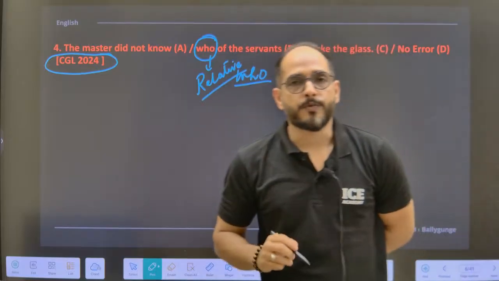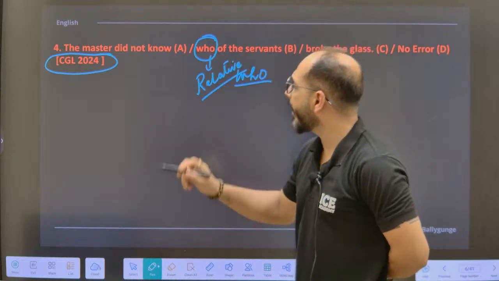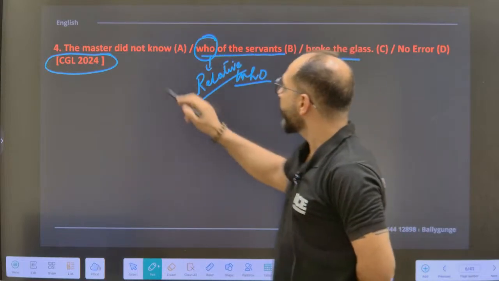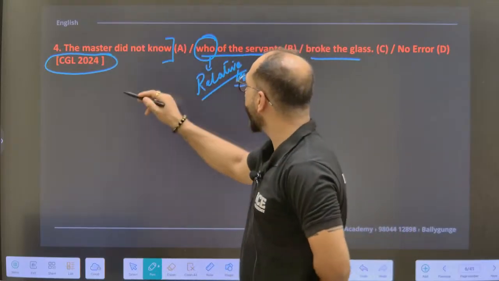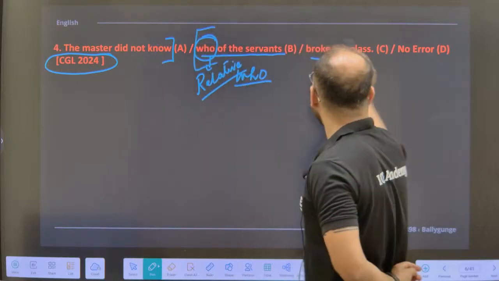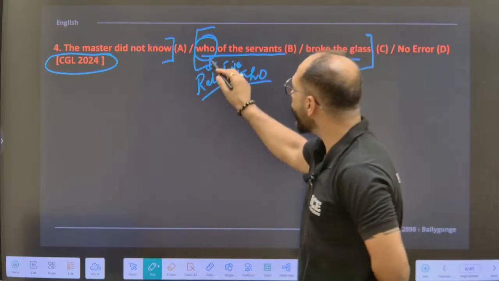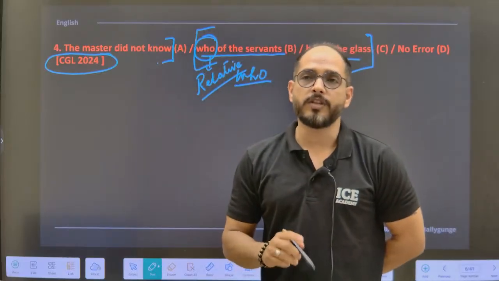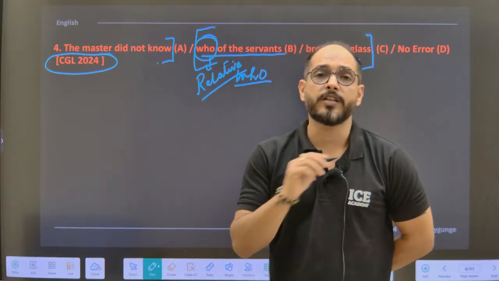This is a relative pronoun. Why is this called a relative pronoun? Because look at the sentence again. The master didn't know who of the servants broke the glass. Look, the sentence has two clauses, and who basically connects these two parts of the sentence. Clear? That's why it is called a relative pronoun.